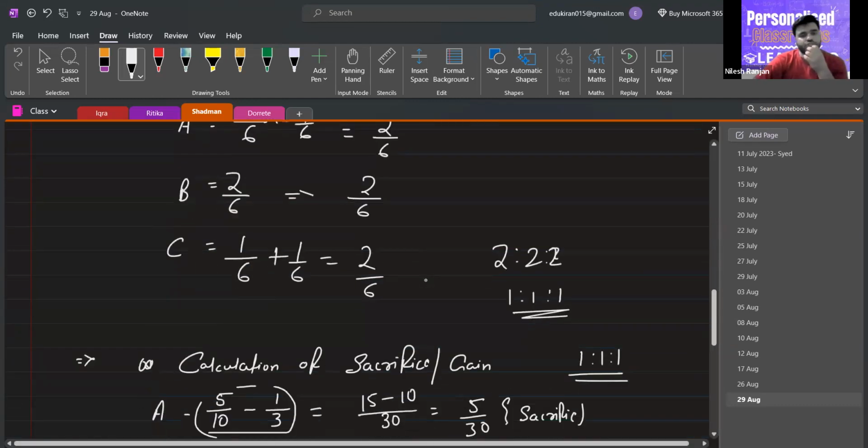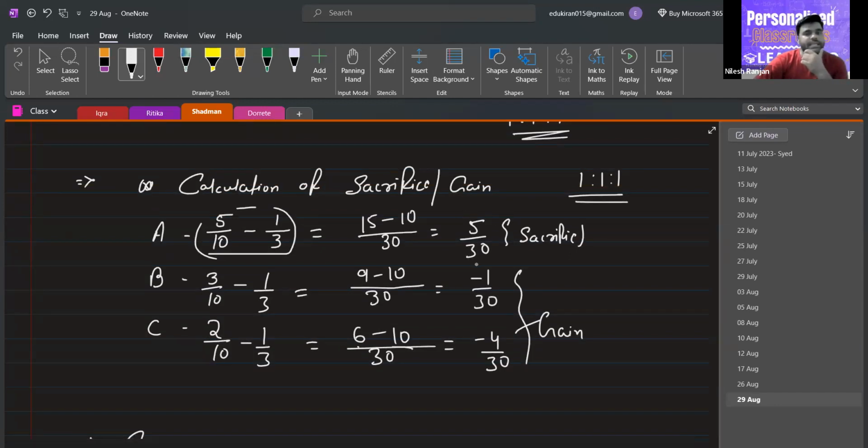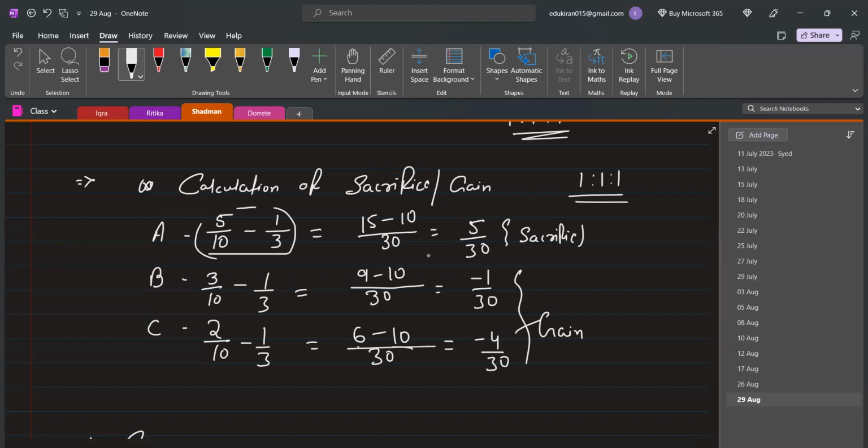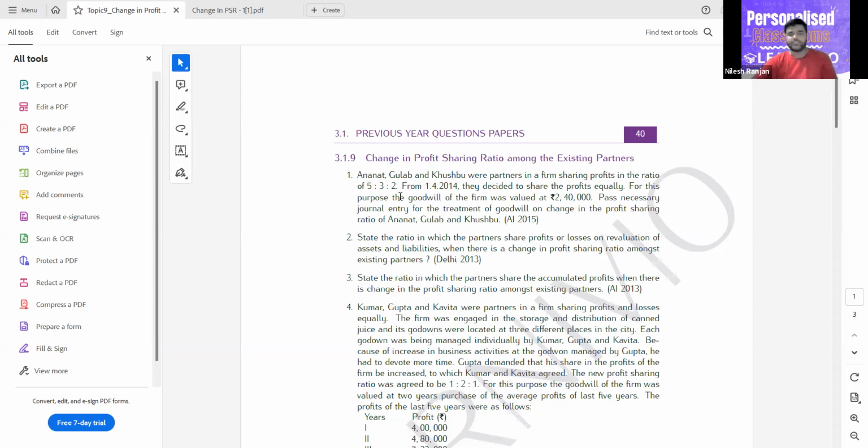Like in this question, the first one that we made from our book, A is the sacrificing partner. So A will receive the money from both of them in this ratio, 1/30 and 4/30.